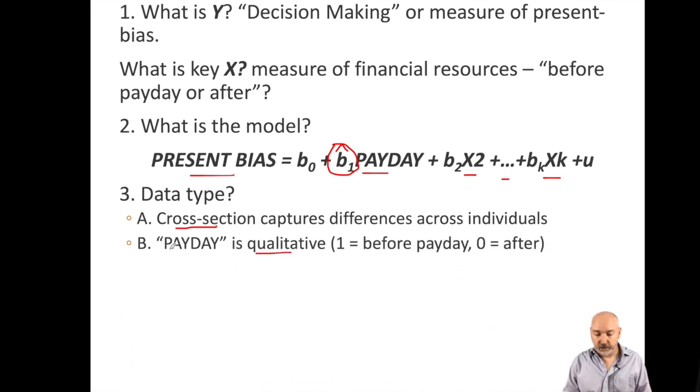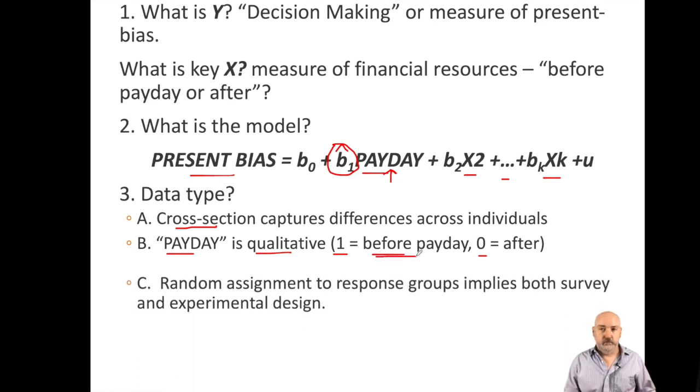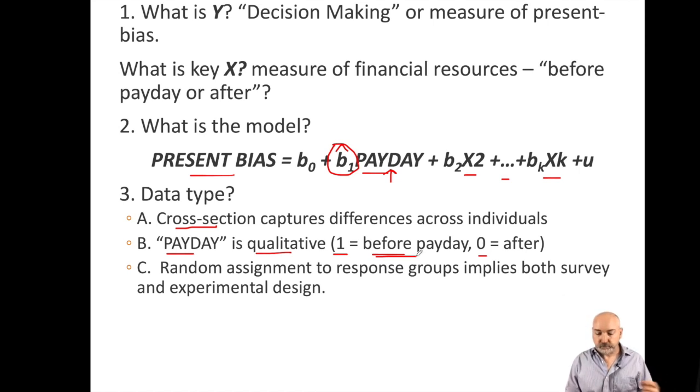It's also qualitative, partially. It's a yes or no question: do you have money in your pocket or no? Are you before payday or after? So that's going to be a coded binary variable. You could do it either way, but I'm imagining they would say it's equal to 1 if you are before the payday. So when this goes up, that's going from 0 to 1, so you don't have money in your pocket. And we have random assignment to response groups, which we got out of the abstract. That implies both a survey structure and an experimental design.